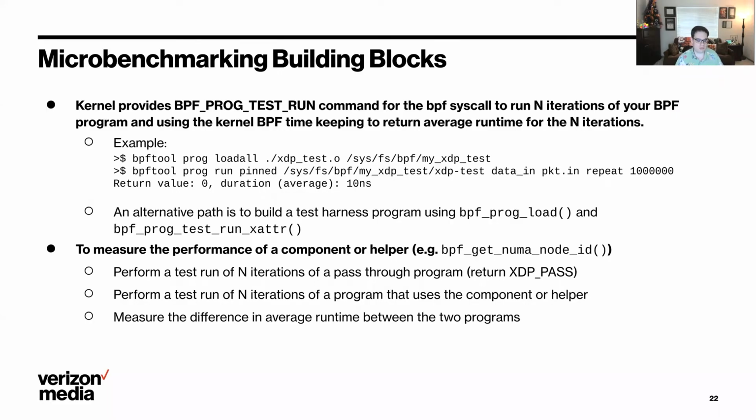So moving on to our next approach, we have microbenchmarks in our building blocks. The kernel provides a BPF prog test run command to the BPF syscall, which allows for running the same piece of code multiple times for testing. I provided an example here of how to use bpftool to do such a test. Alternatively, which is a path that we ended up using, we actually built a test harness using various BPF helper functions to do the same thing.